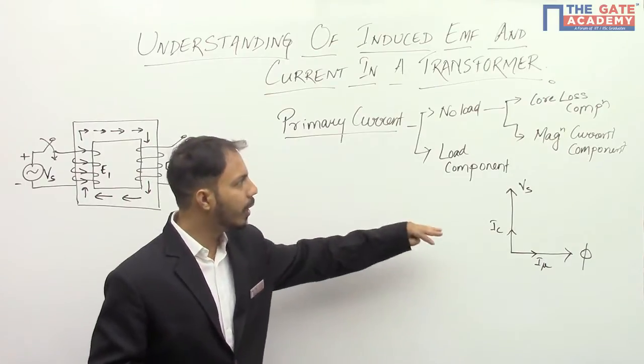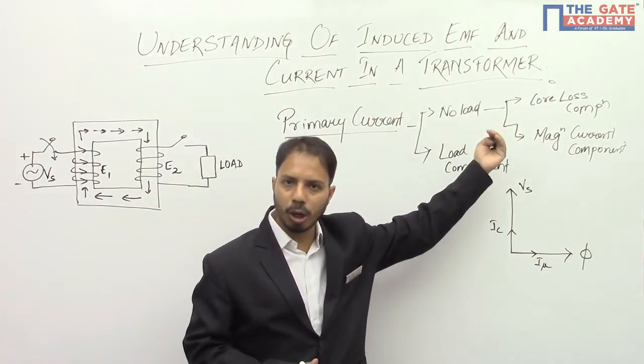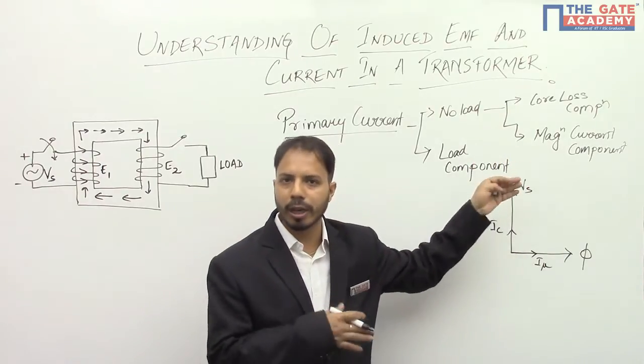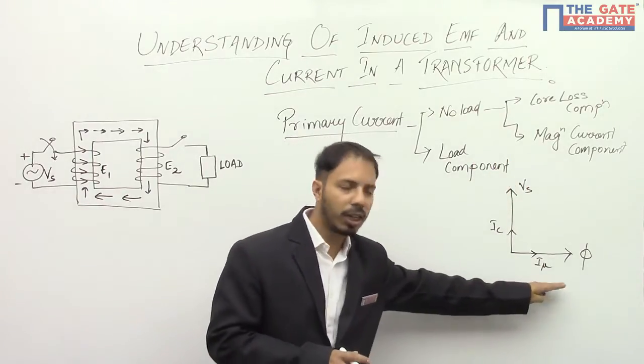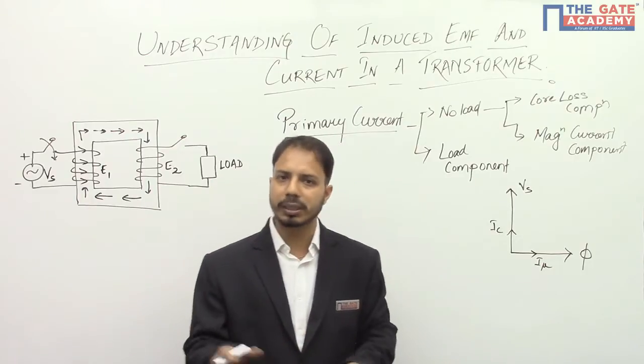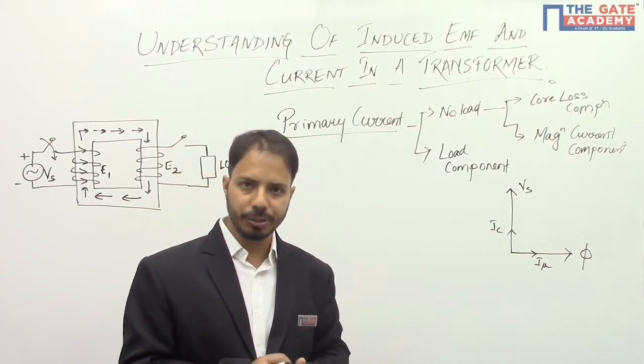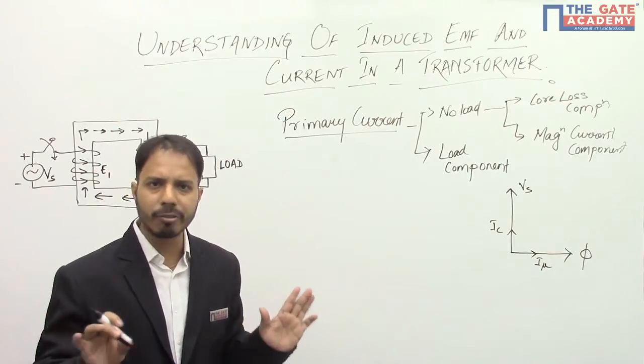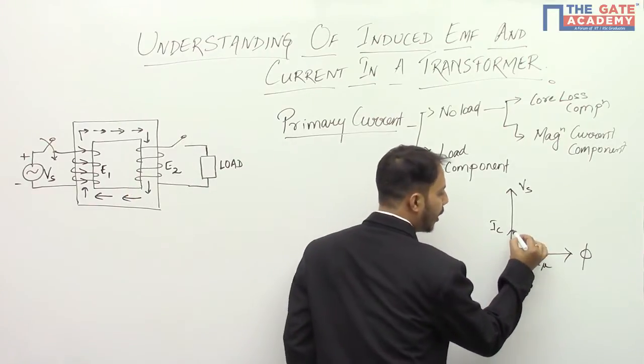I'm not going into what is core loss. That will be a different topic again. And what is magnetizing current, why, and all this relation between flux and magnetizing current, those topics I have already explained in the previous videos. Here what I'm going to explain is, suppose I have a no load current, and this current will be the addition of these two currents.